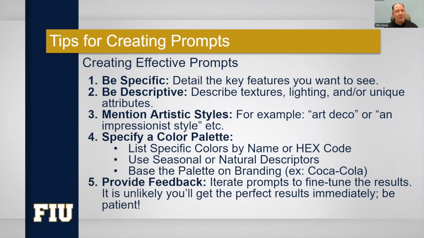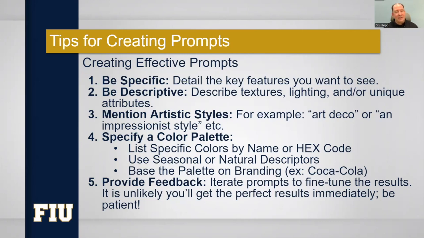Second, be descriptive. This step is all about enriching your prompts with sensory details. You can add elements like textures, light effects, and other unique attributes. You could say a misty forest illuminated by sunlight instead of just saying a forest. Third, mention artistic styles. If your project requires a particular aesthetic, identify it up front. Whether you're aiming for Art Deco or Impressionist, naming the style gives AI clear direction.